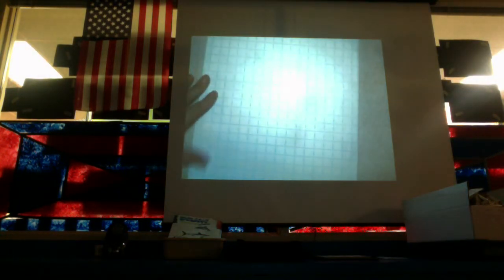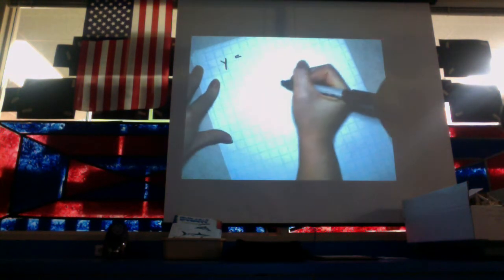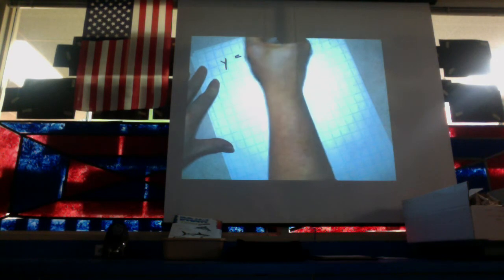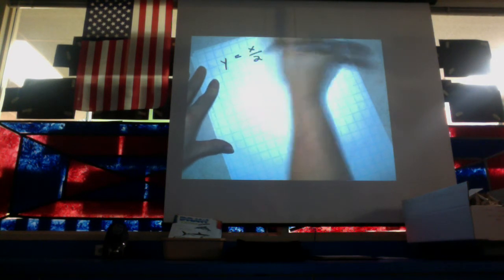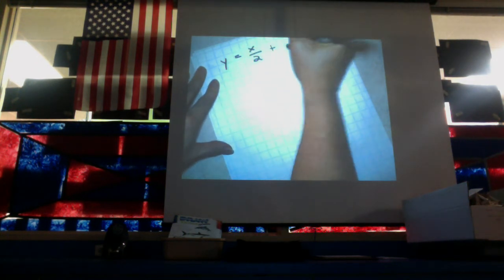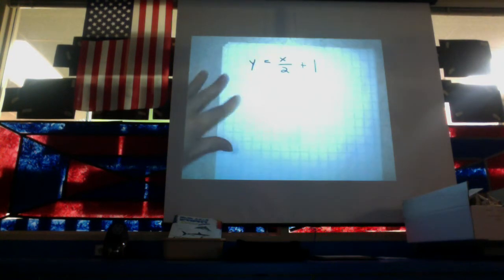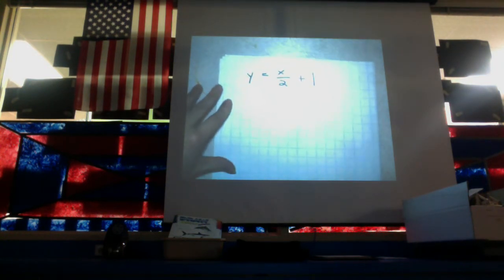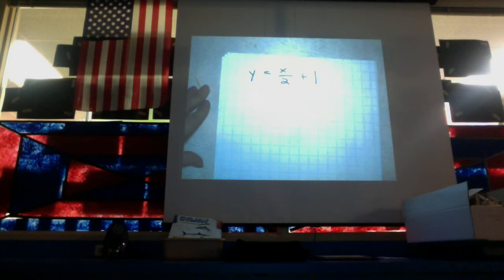Okay, here's my function: y equals x divided by 2 plus 1. The instructions are to create a table and then graph this function.